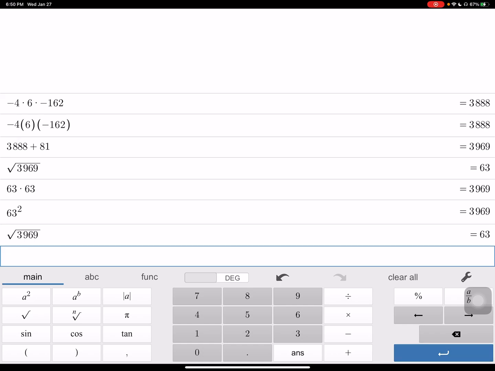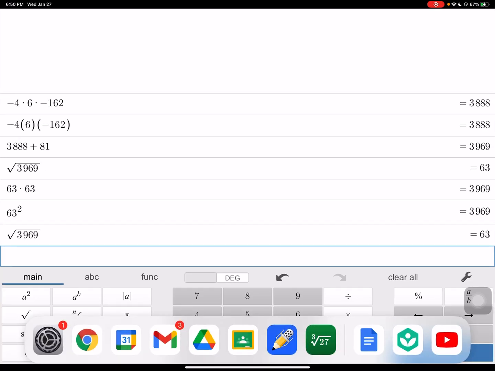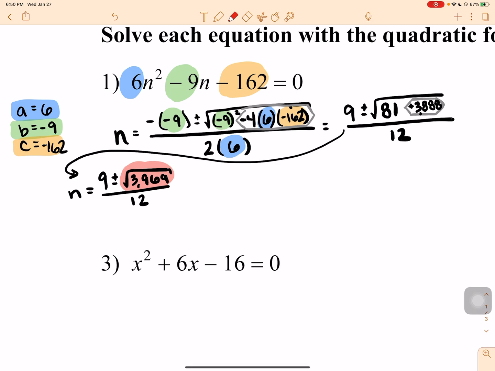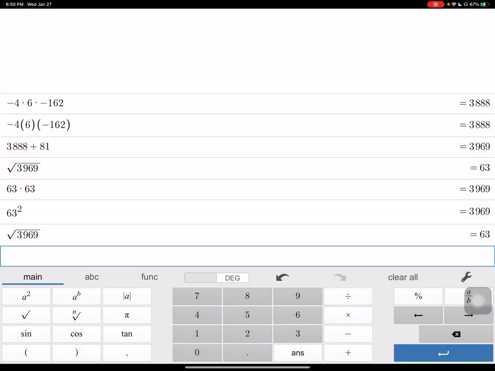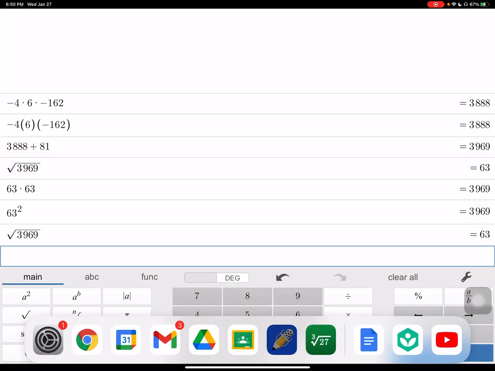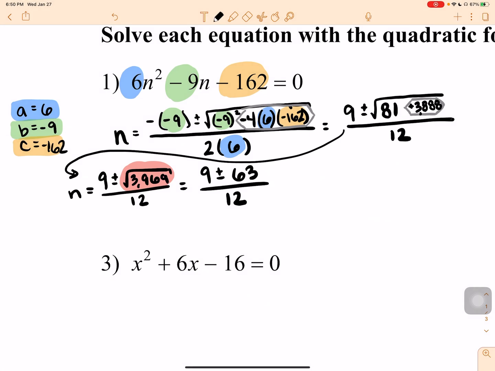So that makes sense that the square root of 3,969 is 63. Okay, so we're going to write 63. So this is 9 plus or minus 63, all over 12. There's no square root sign because we took the square root of 3,969 to get 63. So now it's just 63, and you can see that on the calculator too.